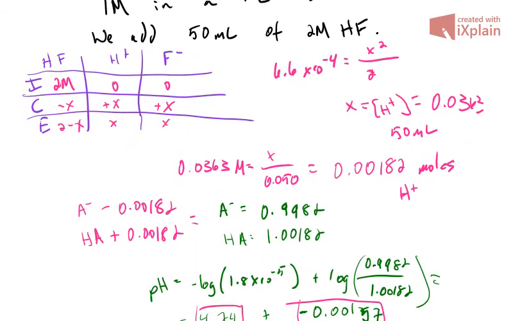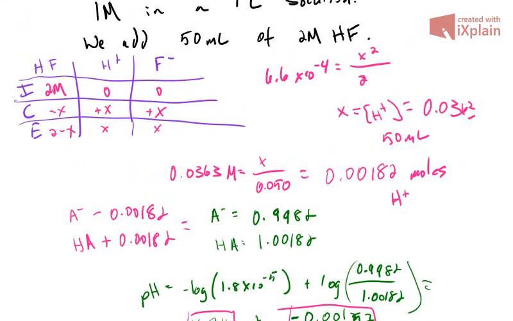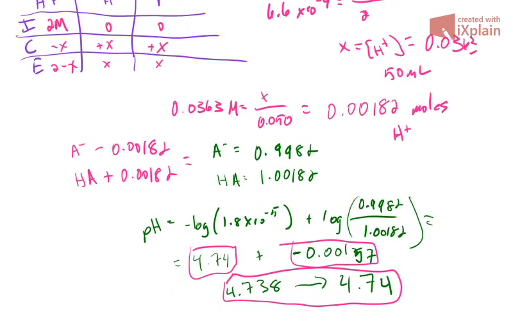It's a little bit more work, but that's how you solve the addition of a weak acid to a buffer, okay? And then if you add a weak base, you would have to do the same thing, but with a Kb here instead of a Ka, and you would be adding here and subtracting here.